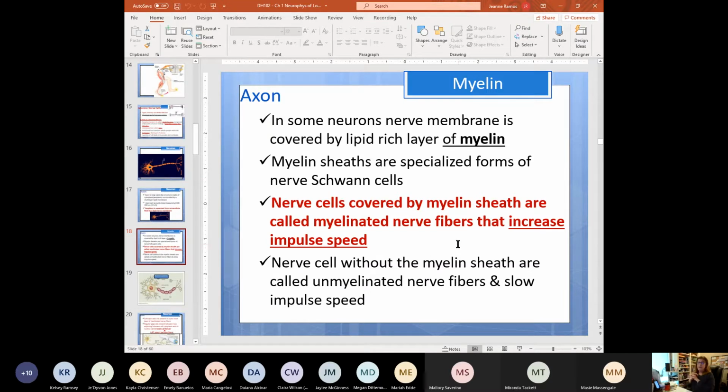So there's questions about that, and it seems pretty obvious to me. If it's covered by myelin, it would be myelinated, and yet we have people get that wrong. Myelinated nerve fibers help increase the speed. If you have those Schwann cells that are the myelinated sheaths, when an impulse goes across, it helps it skip across a lot faster. So the nerve cells without that sheath are called unmyelinated nerve cells, and they have a slower impulse speed.